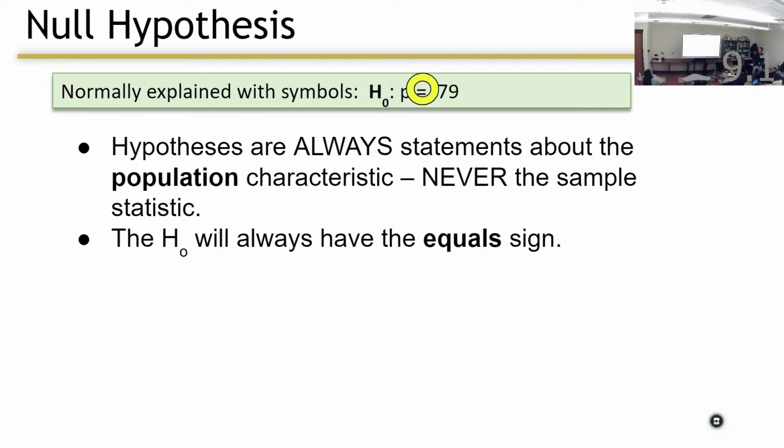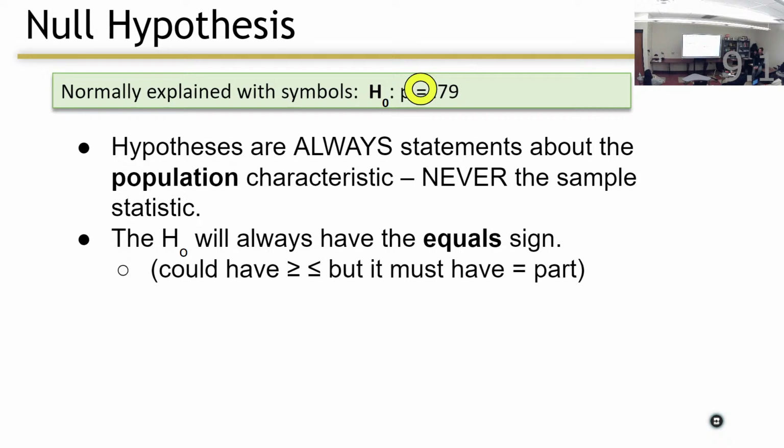Always has the equal sign. It's always a population. It could have a greater than or equal to or less than or equal to, but it has to have the equals part.